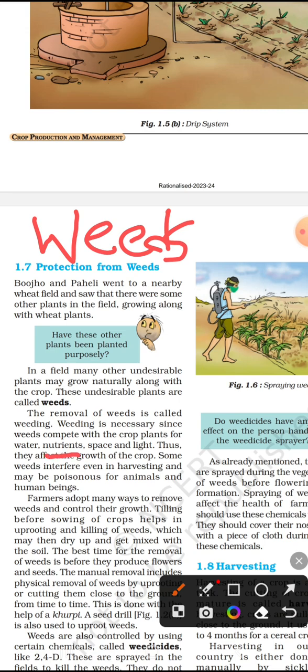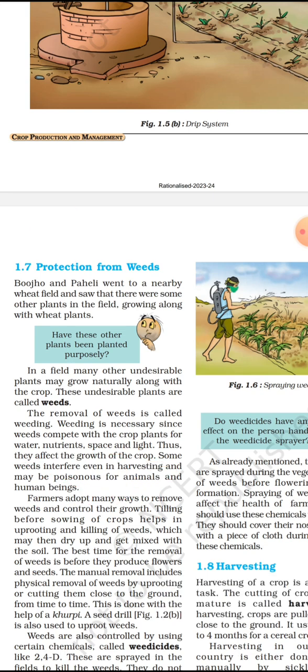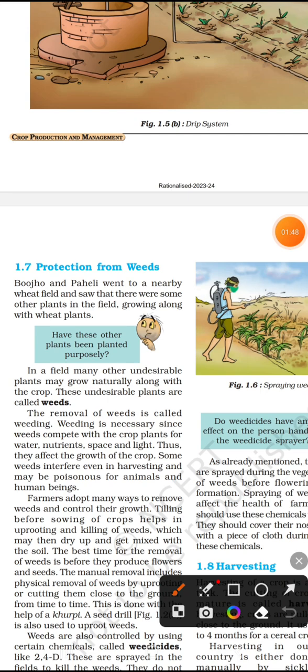Weeds take the nutrients, space, light and water, and this affects the growth of the crop. So weeding is necessary. What is weeding? The removal of weeds is known as weeding.